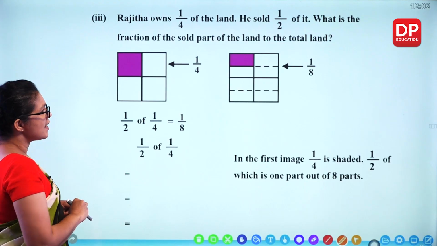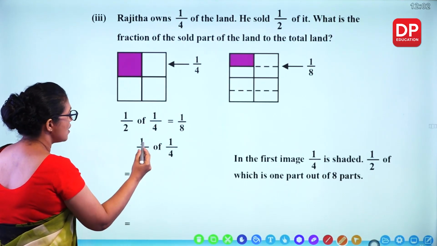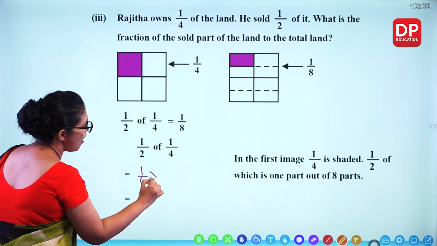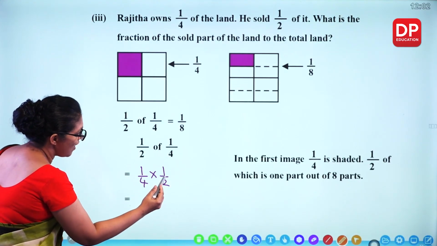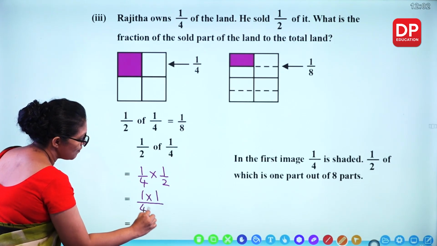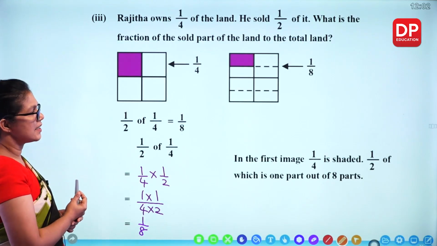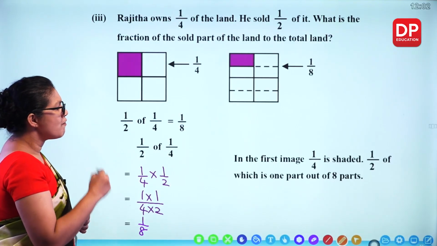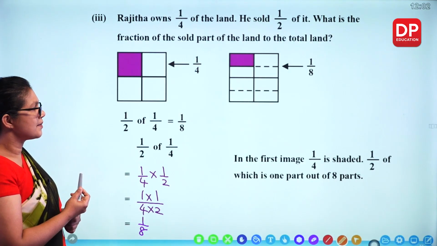So how do we do that? Using of. 1/4 of half, or half of 1/4, the other way around doesn't matter. So you can write 1 times 1 over 4 times 2, 1/8. So in the first image, 1/4 is shaded, half of which is 1 part out of 8 parts.